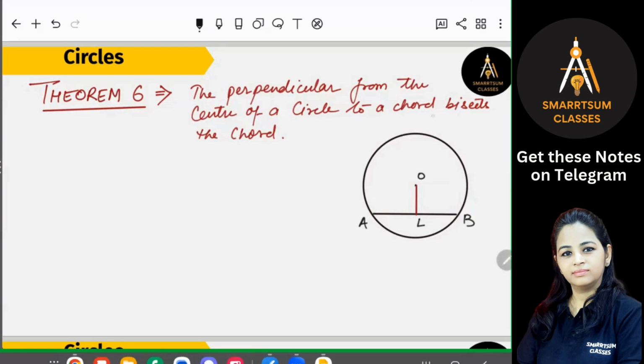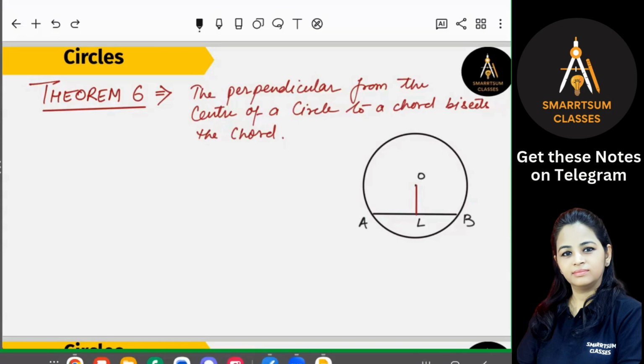Now, what it says is that it bisects the chord, right? That means if you draw a perpendicular from the center of a circle to a chord, you can take any chord anywhere in the circle, that always bisects the chord. This is the theorem. Is that clear? It bisects the chord, meaning it divides the chord into two equal halves, right? That means AL is equal to BL, right? If we draw a perpendicular from the center of the circle to a chord, it will bisect the chord.